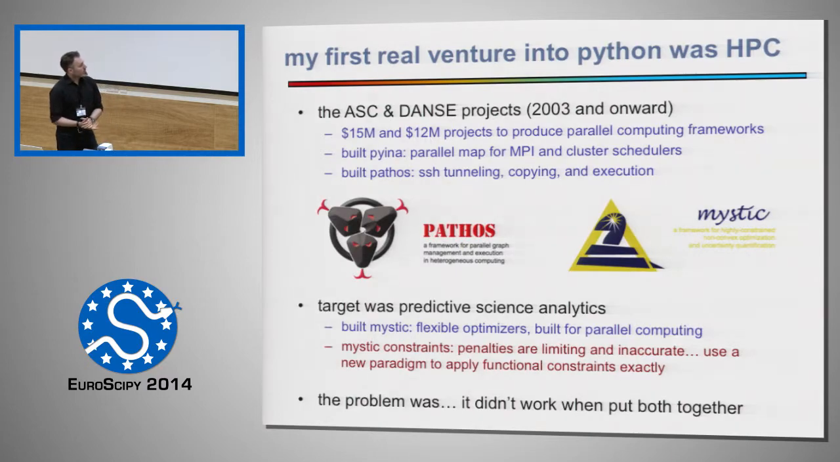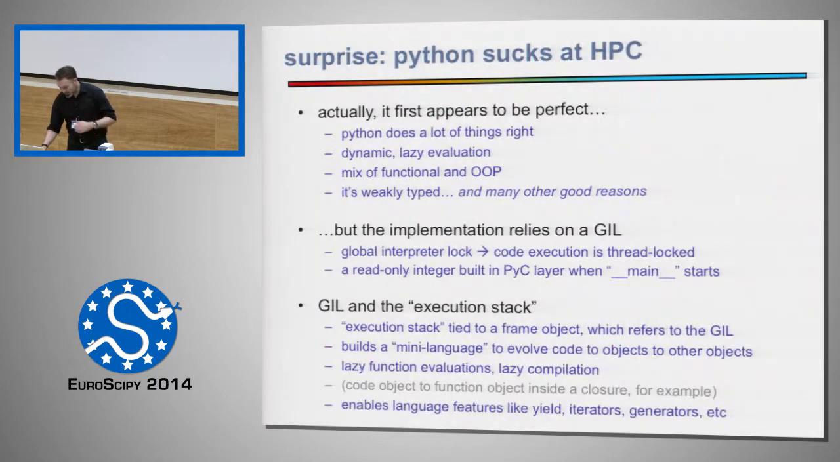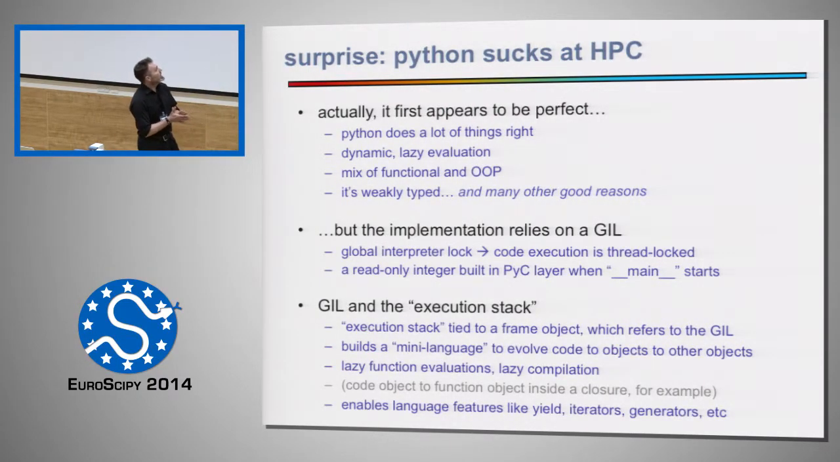And then we also worked on a target of predictive science analytics, which was Mystic. I have a poster out there on Mystic. We built flexible optimizers that were built to leverage parallel computing. The problem was when we finally got to the end of the projects and we put both of them together, it didn't work. And it didn't work because, well, surprise, Python sucks at HPC.